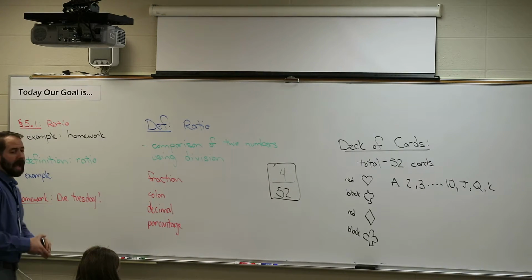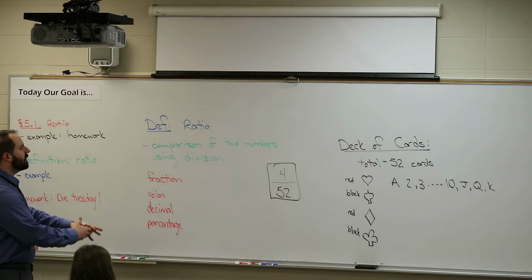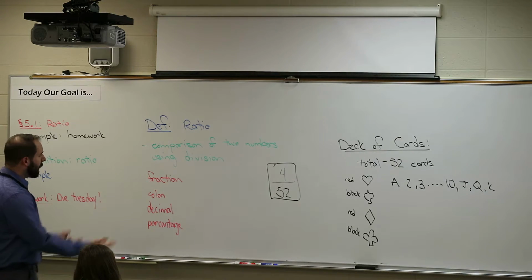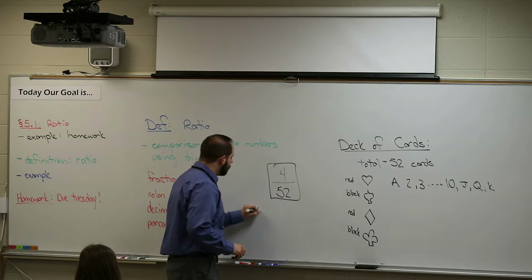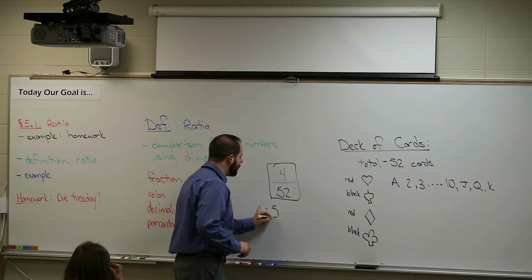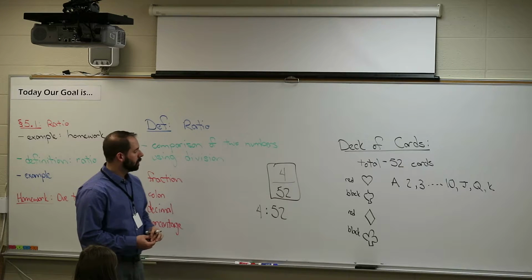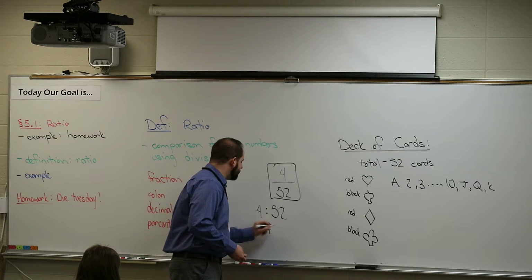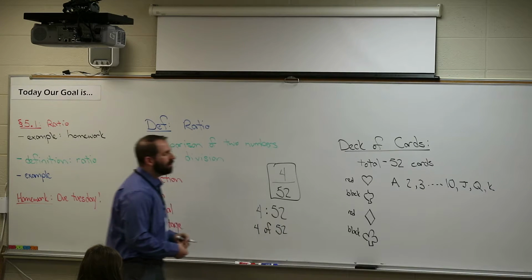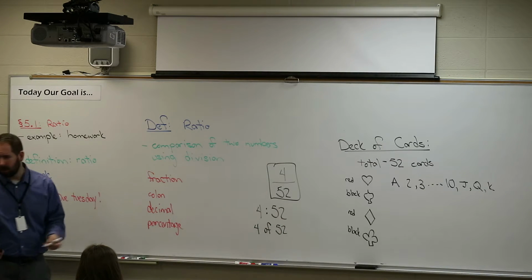Perfect. It's comparing how many there are in the deck versus the entire deck. It's doing the actual fraction. We could do a colon, putting a colon between it. 4 out of 52. We could do it in word form. 4 of 52. We could divide and figure out her decimal.